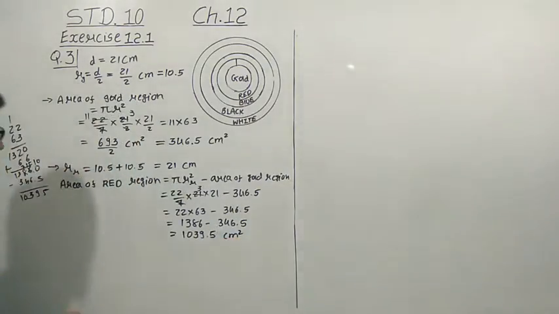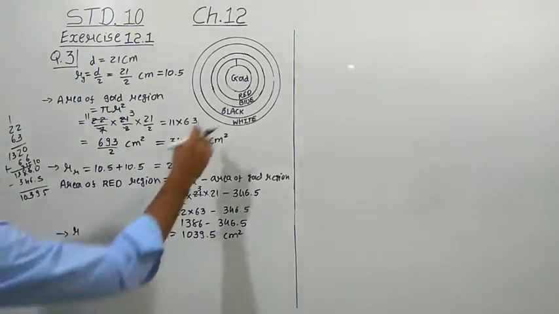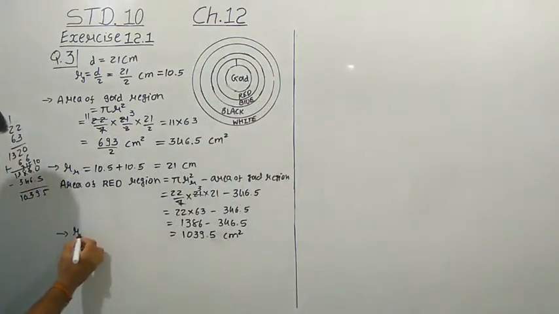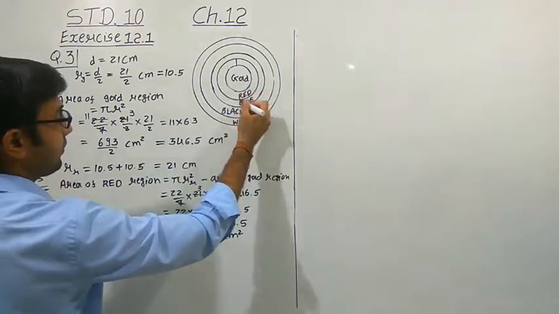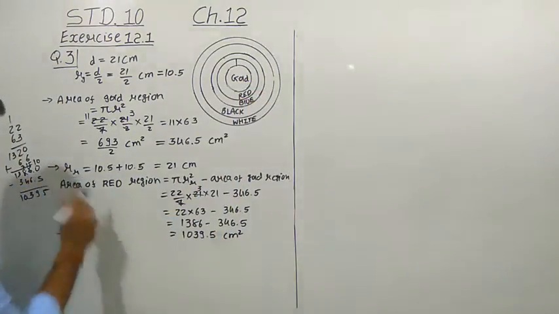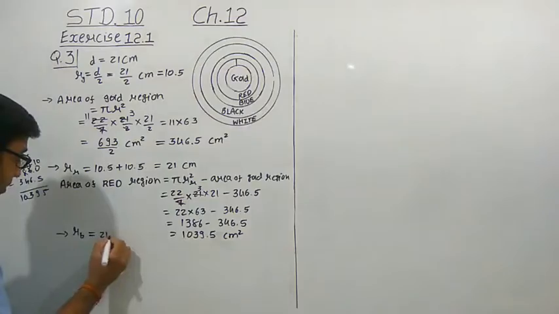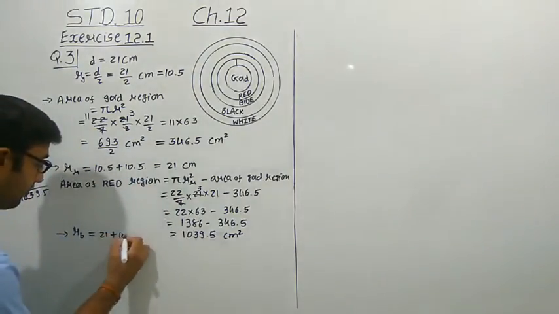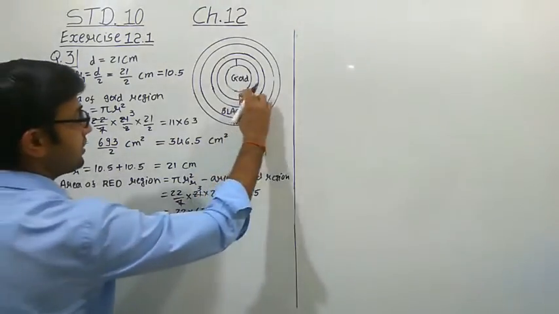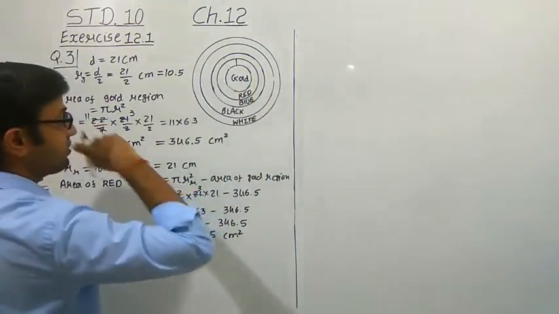So this is the area of the red region. In the same way, now we can find out the radius for this blue region. So the radius of the blue region we represent as RB. Now how can we write down the RB? First of all, here we have to add the radius of the red, that is RR, and the radius of the red is 21 centimeter. Now again we have to add the 10.5 centimeter, because this slot is 10.5 centimeter wide.